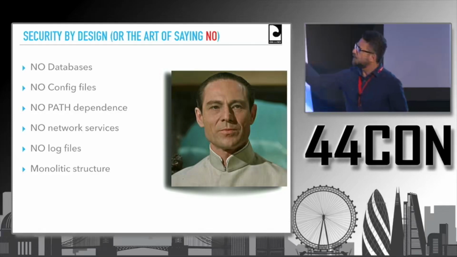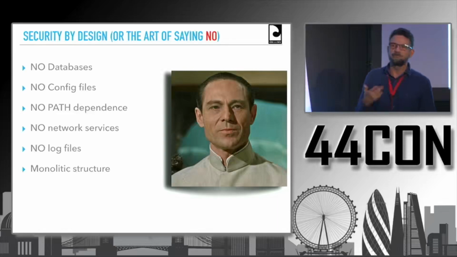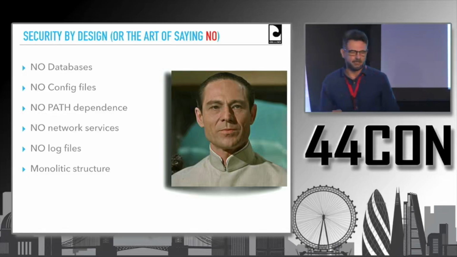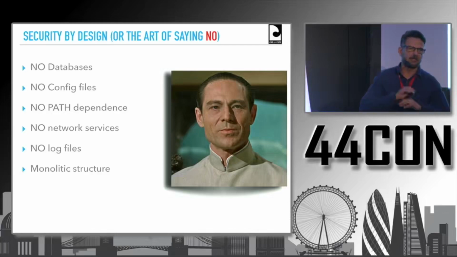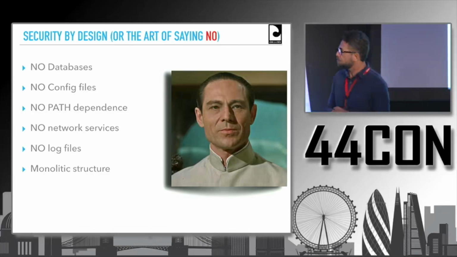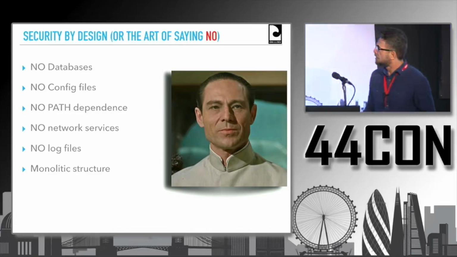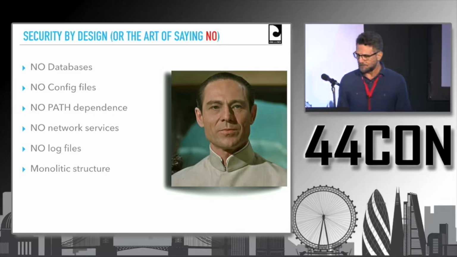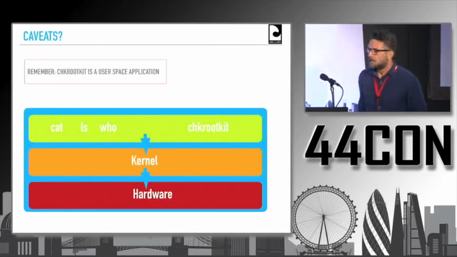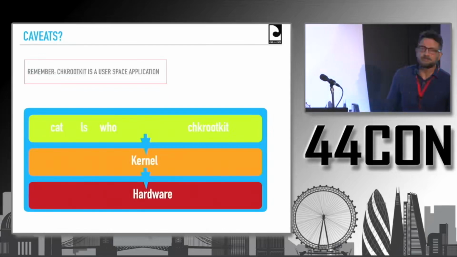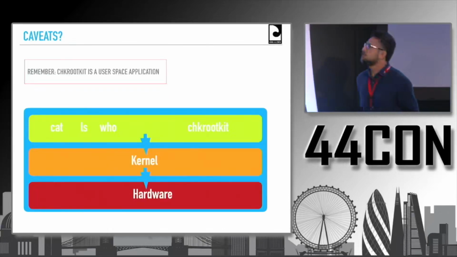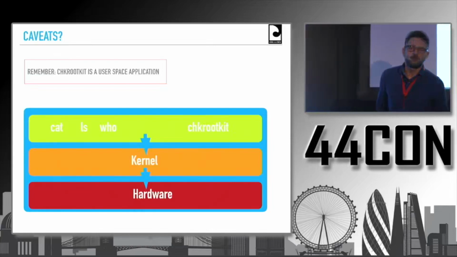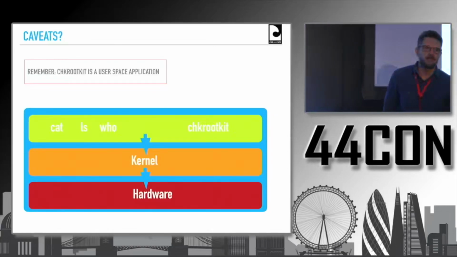You don't have trust in the path environment because the machine could be compromised. The idea is to run ./chkrootkit. No path dependencies or trust. No log files, no network services, monolithic structure. That's the idea. But Chkrootkit is a user space application. Chkrootkit runs at the same level as other common Unix tools like cat, ls, ps, and so on.